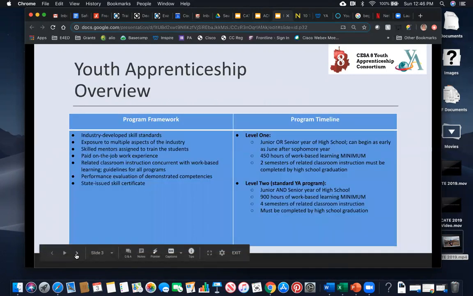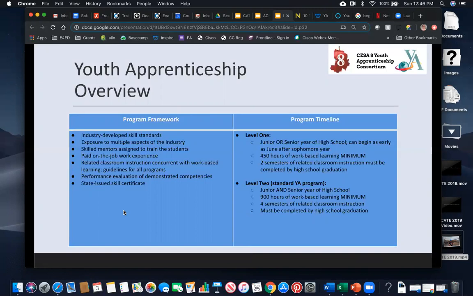Youth Apprenticeship integrates school-based and work-based learning to instruct students in employability and occupation skills defined by Wisconsin industries. Local programs provide training based on statewide youth apprenticeship curriculum guidelines endorsed by business and industry. You can see in this slide the basic framework of our YA program. We have industry developed skills standards, and we'll take a look at what those look like.